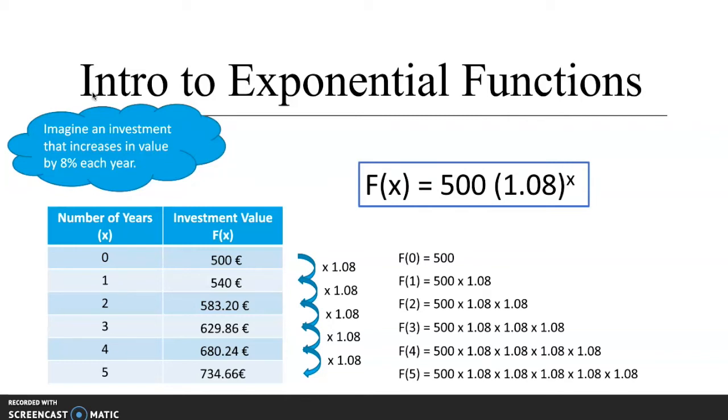Now, one important thing about exponential functions is that the exponent itself is the x. Okay, so the exponent is the independent variable. Just because something has an exponent doesn't mean that it's an exponential function. So for example, the graph of a parabola, y equals x squared, has an exponent, but it's not an exponential function because the exponent is not the independent variable.